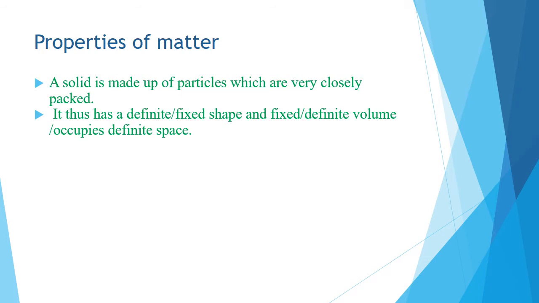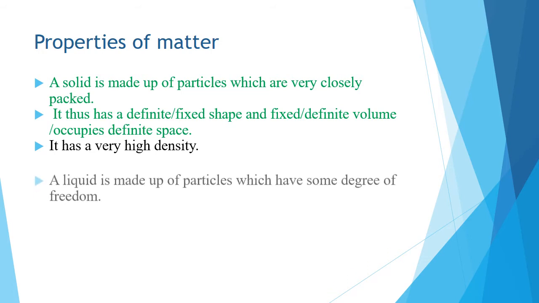What is volume? Volume is the amount of space that a substance can occupy. When you say it has a definite volume, that means it cannot conform to the volume of the container that it is put in. So it has a definite shape and it has a definite volume. That is one property of solids. Then it has very high density. What is density? Density is mass per unit volume. So since it has a fixed mass and it has a fixed volume, that is why it has high density.